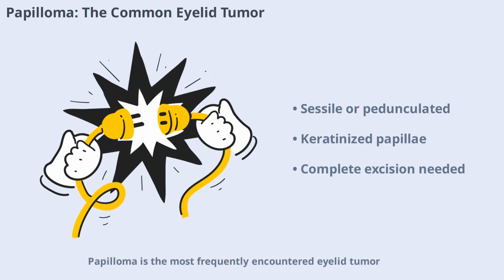Papilloma is the most frequently encountered eyelid tumor. It may be sessile or pedunculated, with papillae on the surface containing keratin. Each papilla has a fibrous core with blood vessels, covered by proliferated epithelium. Although usually benign, papillomas can rarely become malignant. Complete and extensive excision is recommended to prevent recurrence and ensure safety.